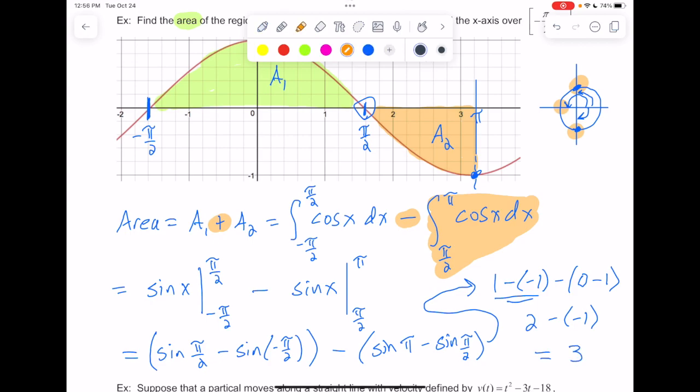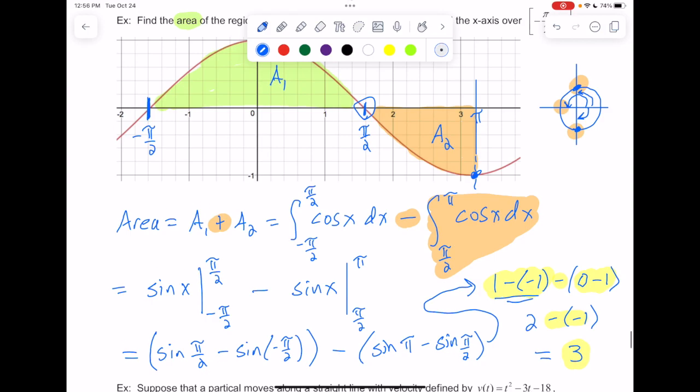So the overall area, and we'll do that in yellow, I guess, the overall area that they wanted us to find is A1 plus A2. A1 was 2 units. A2 comes out as negative 1 as an integral because of the net area, but we know they want a geometric area, so we changed its sign, and those two negatives gave us a positive. So A2 is positive 1, A1 is positive 2. Add those together, we get our net area of 3.